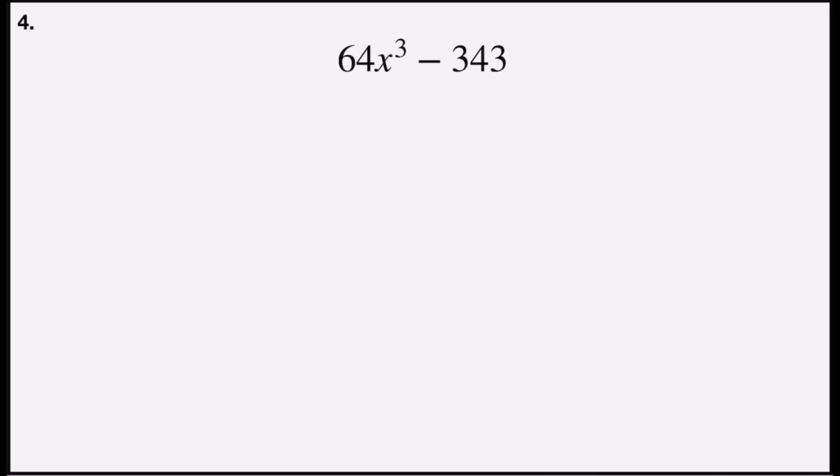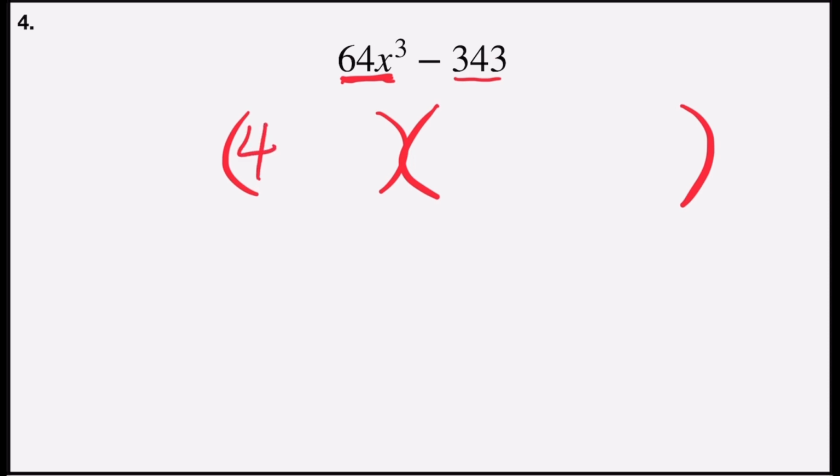Problem number 4 says 64x cubed minus 343. So I have 2 cubes, 64x cubed and 343, and a subtraction sign in between. I know that's going to break into a binomial and a trinomial since that's the factoring pattern. The binomial again is pretty straightforward. Take the cube root of 64, which is 4. The cube root of x cubed is just x. Keep the same sign as the problem, which is a minus, and the cube root of 343 is 7.